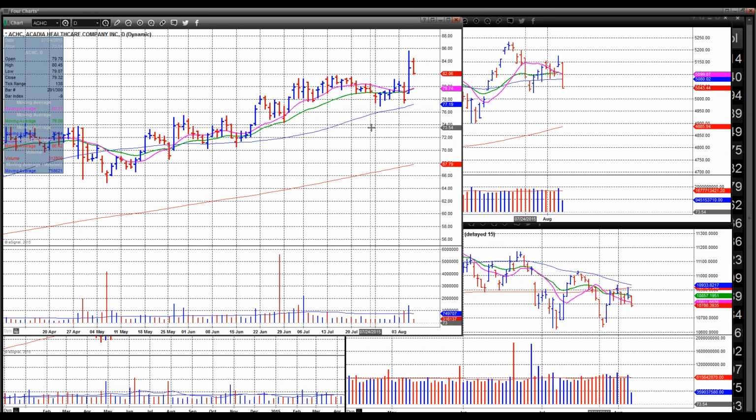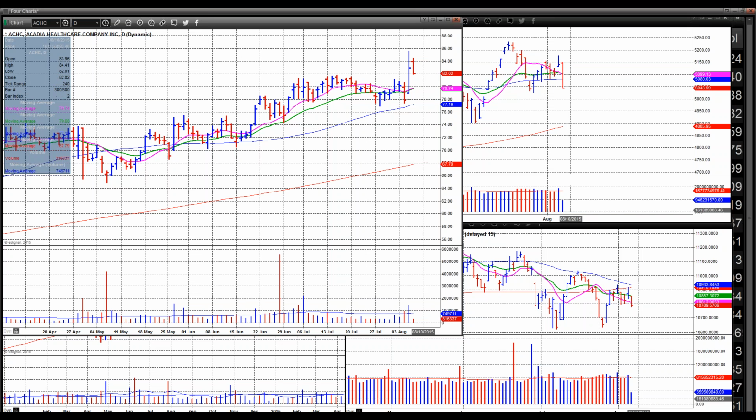It's not doing anything particularly alarming, and you could sit with the position, especially given how the market's behaving today. I mean, the major averages are off almost 2%, and yet ACHC is only down fractionally relative to what it did yesterday. So it's showing a sign of strength relative to the overall market, and if you bought any yesterday, I would say sit tight for now.